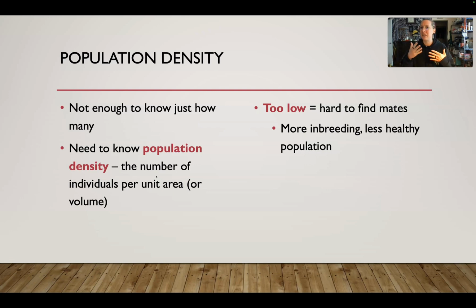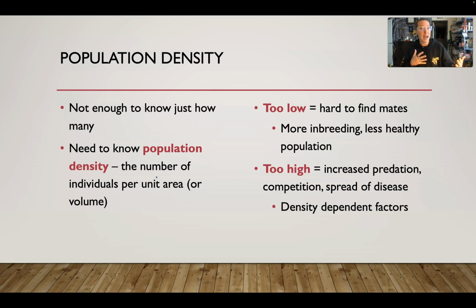You could also think of things like different breeds of dogs and different health issues that they have. I love me some pugs, but their poor face just leads to a lot of issues. Anyway, also if a population is too high, then that means that this can lead to increased predation, higher competition, and faster spread of disease. These are also density-dependent factors, right? Which is pretty interesting.